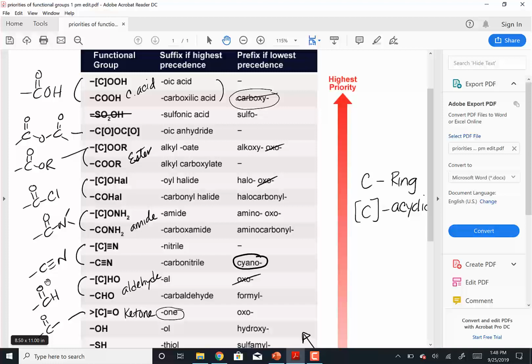Hopefully as you do problems or study for this, it'll be a little bit more apparent. It'll help you memorize or learn those functional groups. But this chart is going to contain the system by which we put our names together. The only thing that's missing is E and Z. That's the only thing that's missing in the naming.